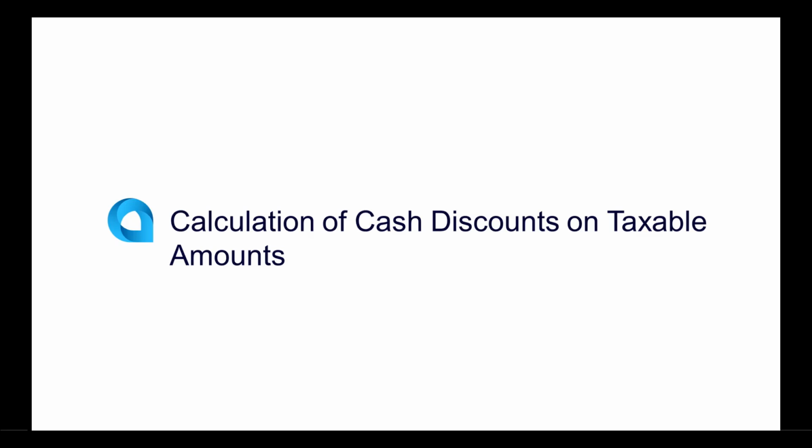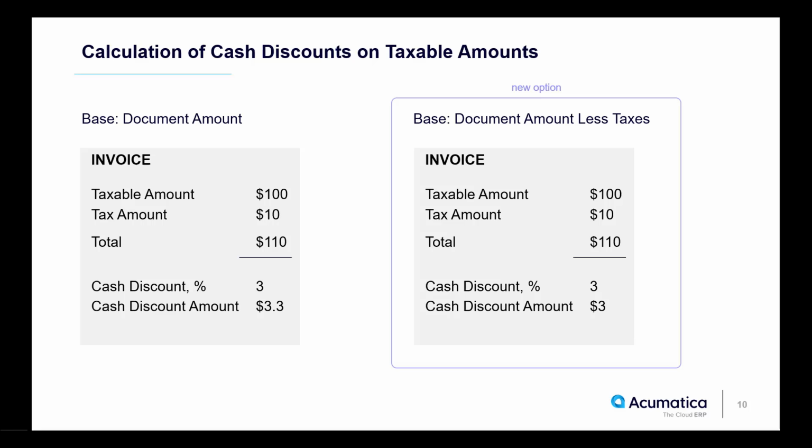Calculation of cash discounts on taxable amounts. Some companies offer a cash discount, also called an early payment discount, if a customer pays for a document before a certain date. In some countries, to calculate the cash discount, the company applies the cash discount percentage to the document total. In other countries, this percentage is applied to the taxable amount.